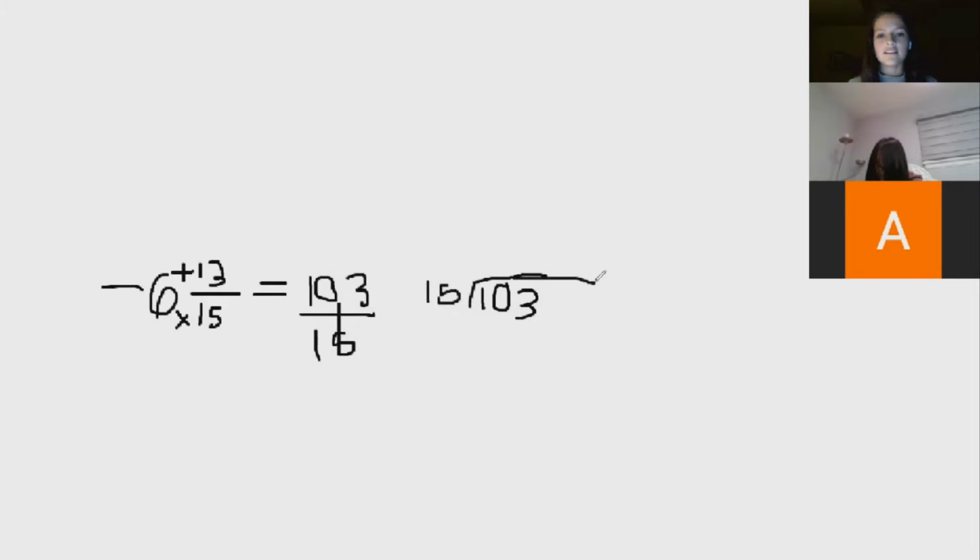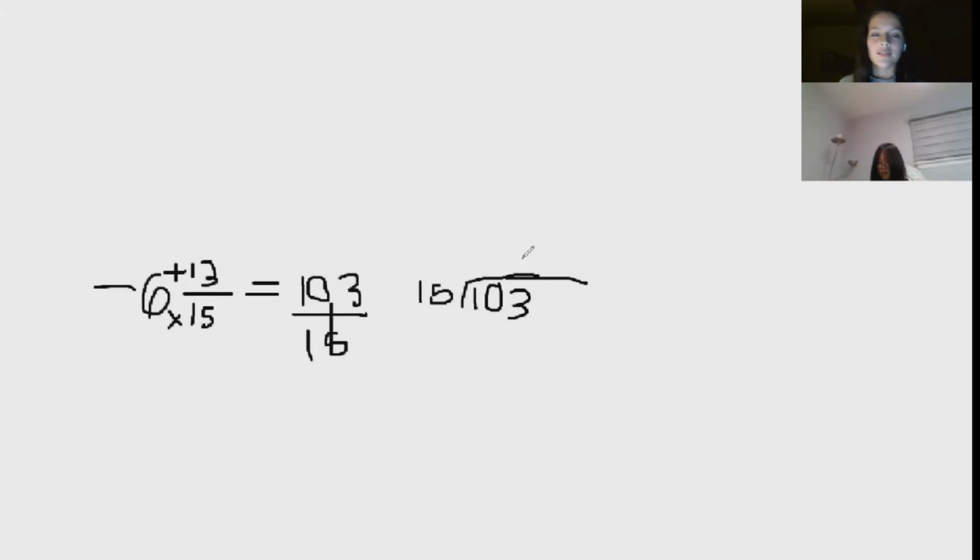Okay, so does 15 fit into 10? No. So now does 15 fit into 103? Okay, how many times? So 6 times 15 would give you 90. And then 103 minus 90 is 13. Now, since we have a remainder, we have to add a 0. And every time we add a 0, we have to put a decimal. So then we add the 0, bring it down.